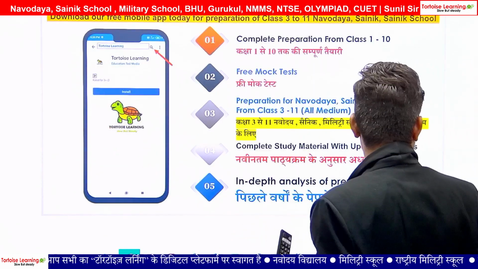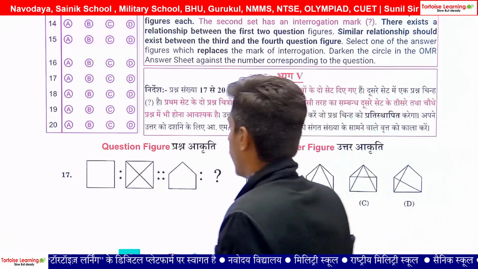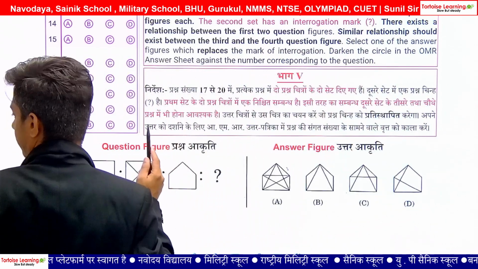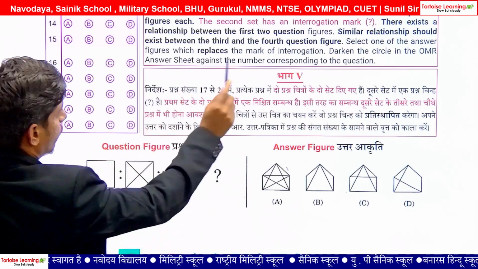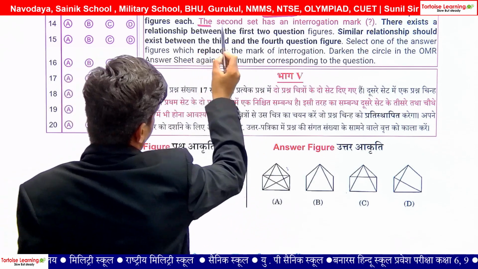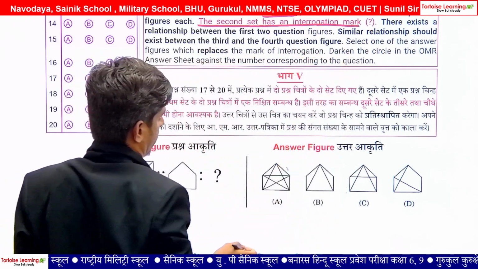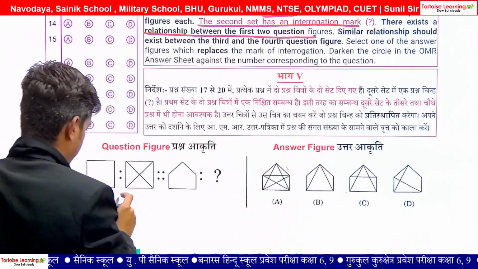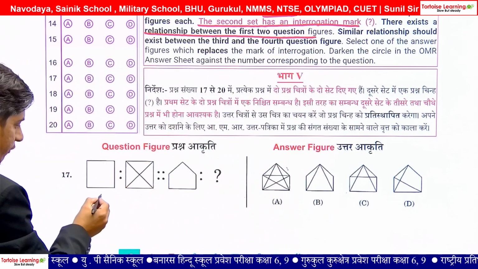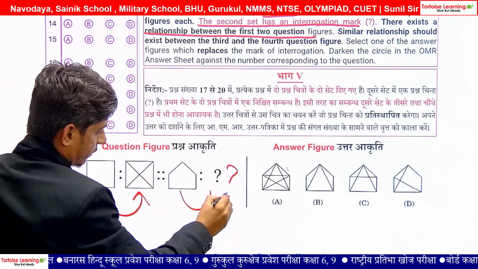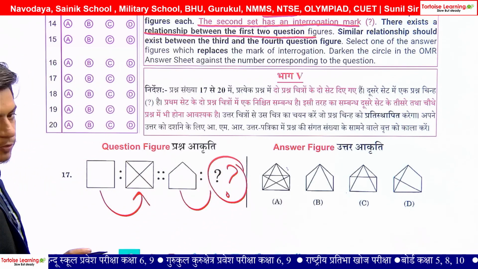Next. Now, if you look at this, in this section, part 4, questions 17 to 20, the instruction is given. The second has a question mark. Okay, two questions. There is a relation between the first and the second. Simple. The relation is given between first and second. We have to find it between third and fourth one. That is what the question demands.